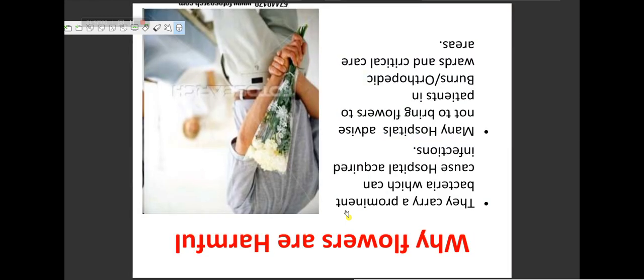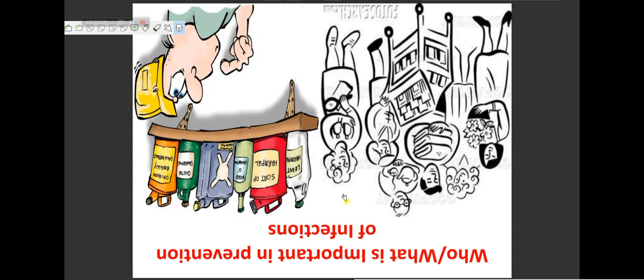Now, are flowers safe in the hospital? No. Flowers can bring some bacteria on them, right? So they come into the hospital and can cause an infection. So flowers are not good in hospitals.